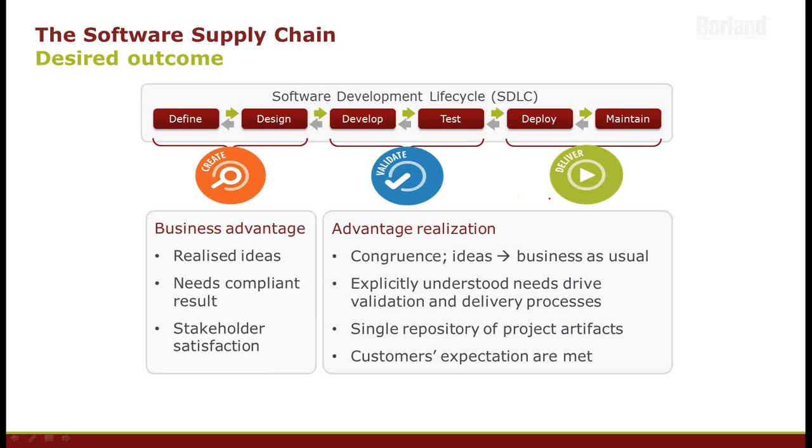And how does validation and delivery end up with advantage realization? Congruence. When I say congruence, it is a dictionary word, let me just explain it. Congruence means, as I just said, a customer saying, yes, this is exactly what I wanted, thank you so much, is being congruent with the work. And ideas give rise to business as usual. Explicitly understand needs, drive validation and delivery process. Single repository of project artifacts, we just spoke about it a minute back, and customer expectations are met.